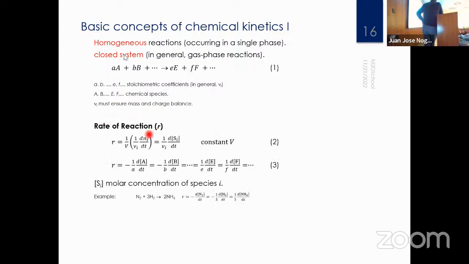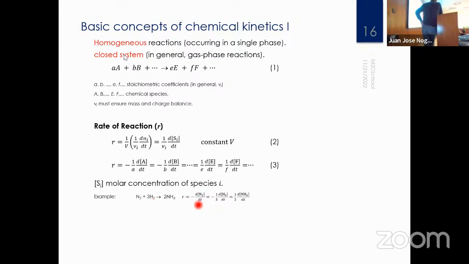We define the rate of reaction in this way, in which the nu's are the stoichiometric coefficients, and this is the concentration of the species. This is also from a course of chemical kinetics. This is very simple. So the coefficients are positive for products and negative for reactants. This is just an example for this reaction, N2 plus hydrogen leading to ammonia.